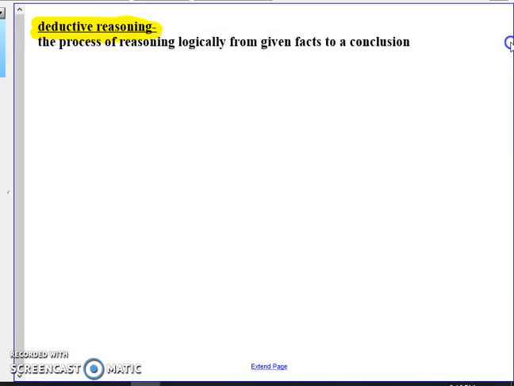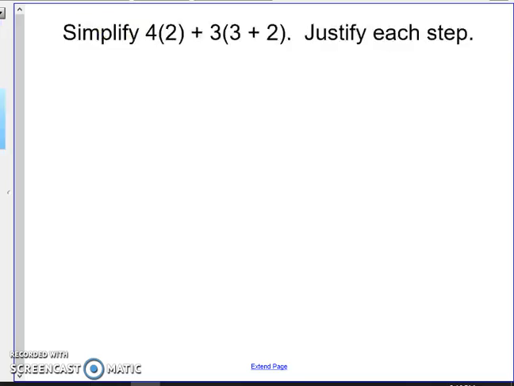So a definition of deductive reasoning is the process of reasoning logically from given facts to a conclusion. So we're going to be given information, in this case algebraic expressions, and we're going to be able to simplify down and conclude, here is our answer. Now that sounds a little bit confusing, but let's start with something that makes a little sense to us.